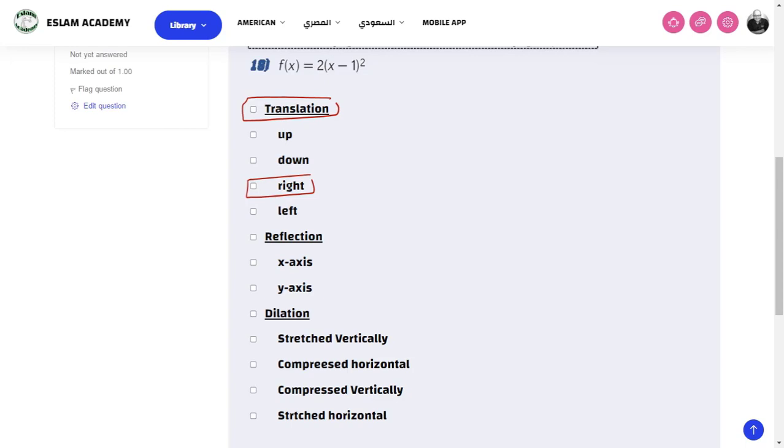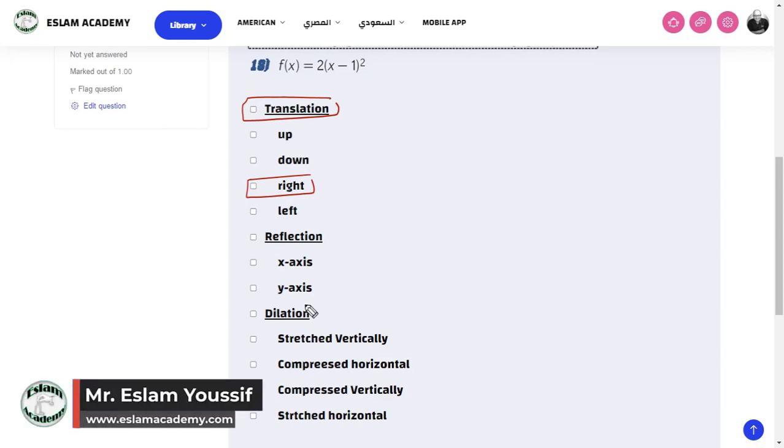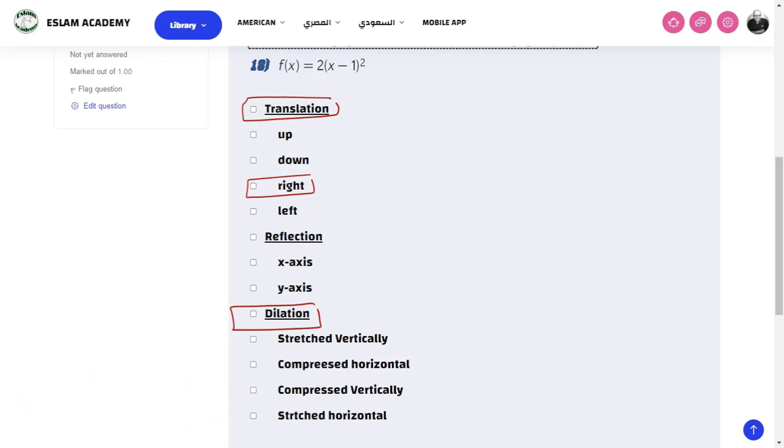Once we have a multiplication, it means we now have a dilation. This dilation is multiplying by 2. The scale factor is more than 1. Once the scale factor is more than 1, it means the graph will be stretched vertically and compressed horizontally.